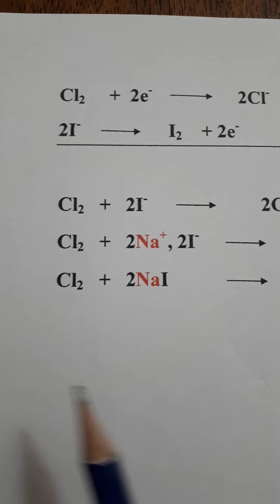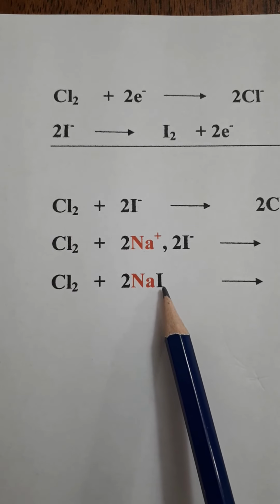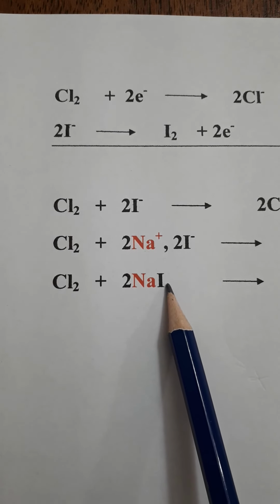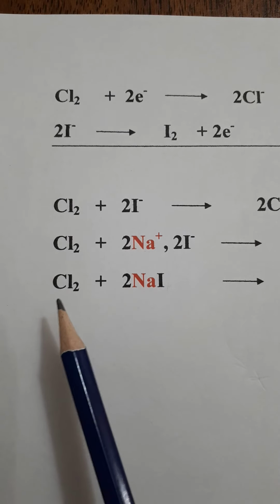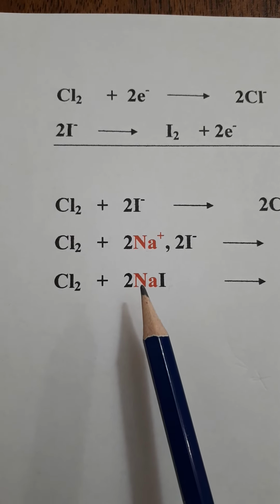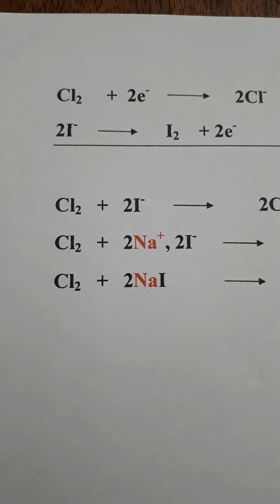So how to remember? Small atom will replace the big atom in part B. In part A, the stronger metal will replace the weaker metal in its ionic form.